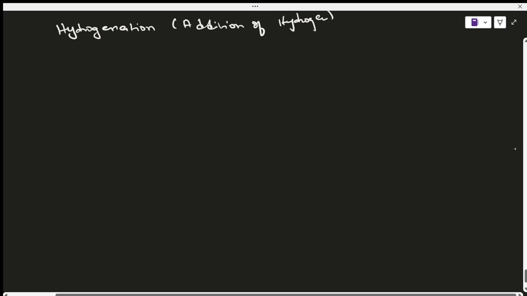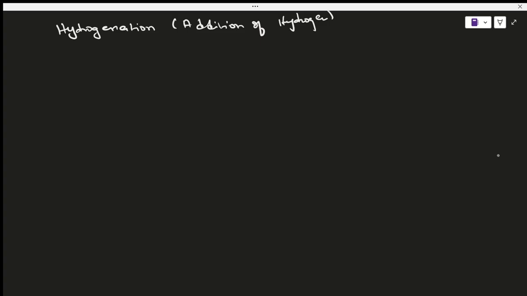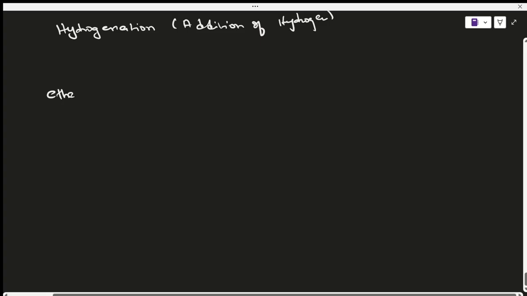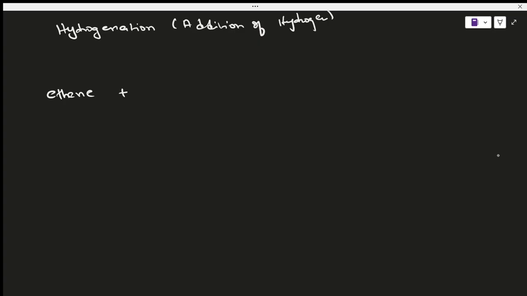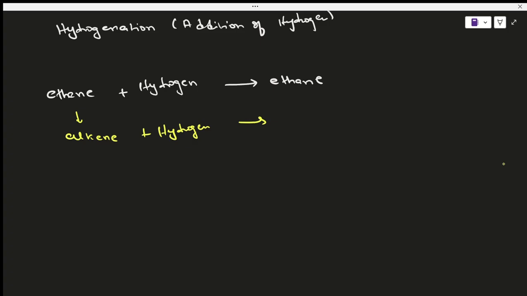So when we study addition of hydrogen, again, we'll take ethene. Let's start with ethene. Ethene is going to react with hydrogen, and it's going to form an ethane molecule, which is an alkane. So the idea is you're starting from an alkene, you're reacting it with hydrogen, and you're forming an alkane. This is the idea of the first reaction.